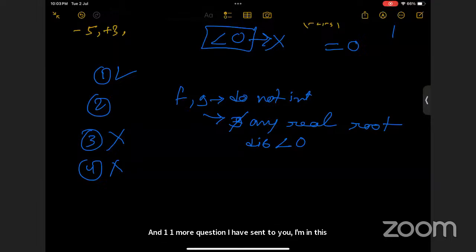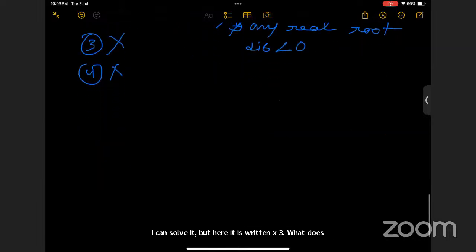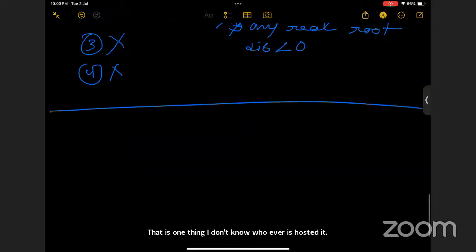Yes. So there is one, I don't know whoever has posted it. Question: there are some sets A, B, C. So you need to find the cardinality. Is this the question? Yes, ma'am. This is the question. In A, B, C, it is written x mod 3 equals 0 and 1. I'm unable to understand this language.